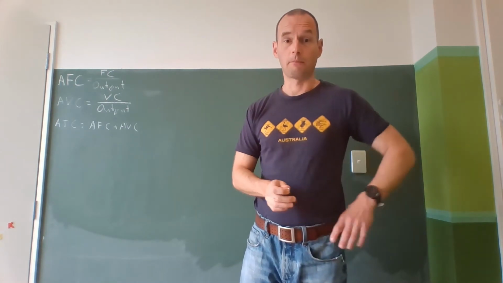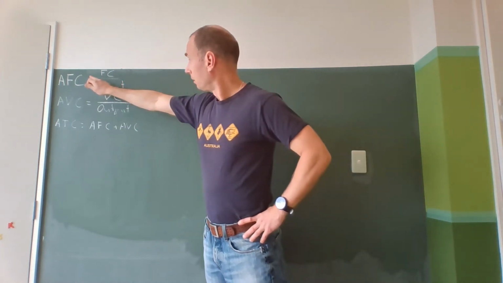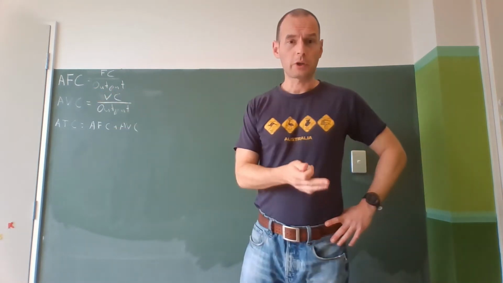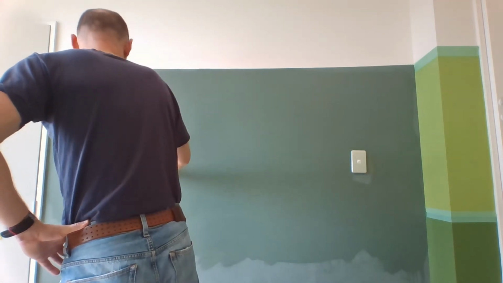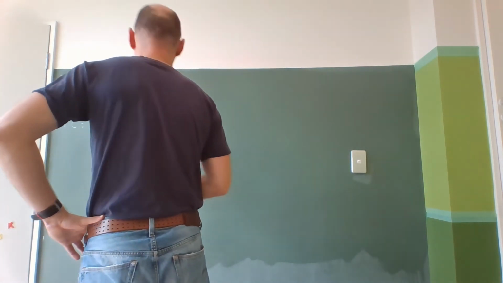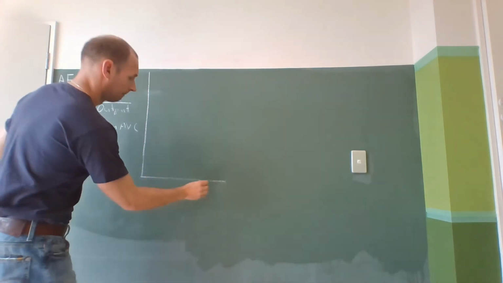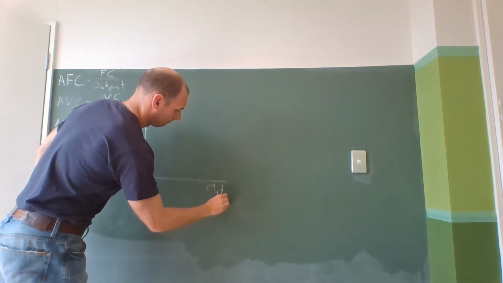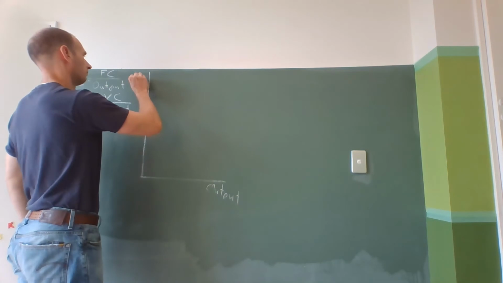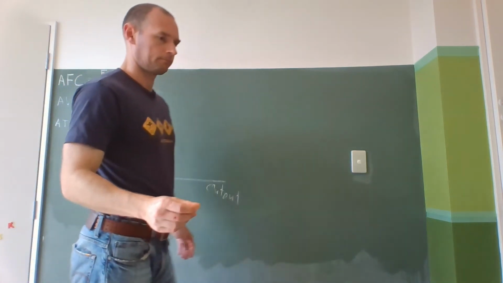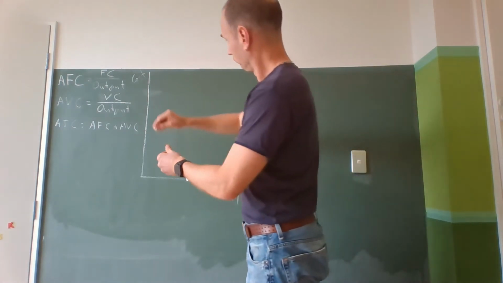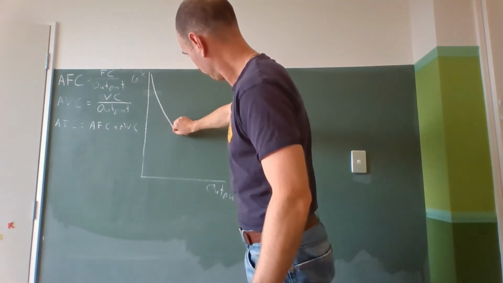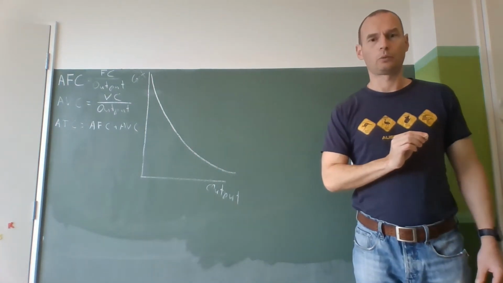Fixed cost, by definition, is fixed. It doesn't change. As the output goes up, average fixed cost goes down. So the graph will look really, really simple. So we have output, cost, here we go. Downward sloping line.